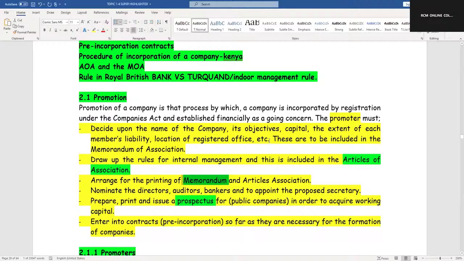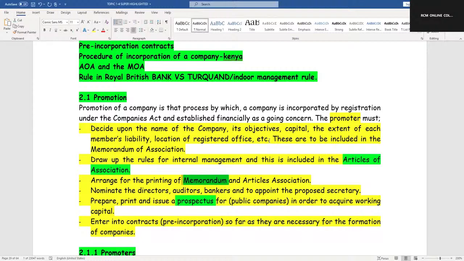So he'll decide upon the objectives or main purpose as to why the company has been formed. The capital with which the company will be registered at the registrar's office, we call it the authorized capital. He also decides upon that capital. The extent of the liability: are we going to form a limited or unlimited company? The location of the registered office. What will be the exact registered office of the company?